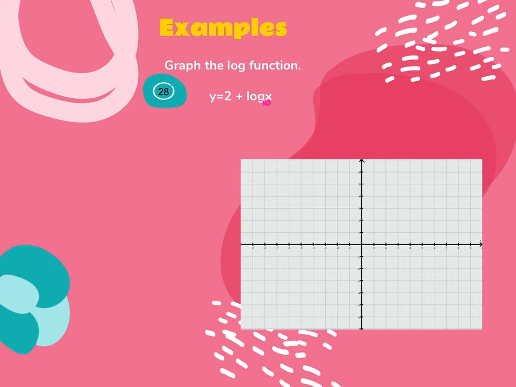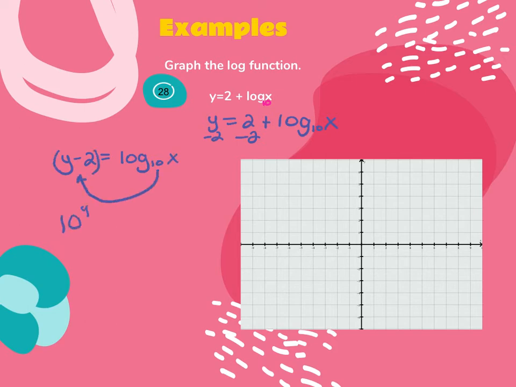This would be log base 10. This time, I have to move the 2 before I can convert it to exponential. So I have to subtract the 2, and I'd get y minus 2 equals log base 10 of x. Now the 10 picks up that whole thing. So it would be 10 to the y minus 2 equals x.